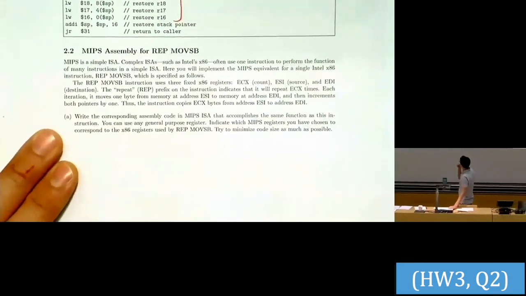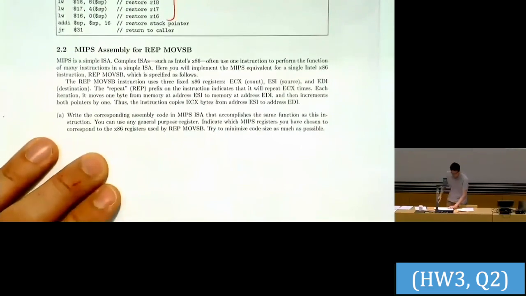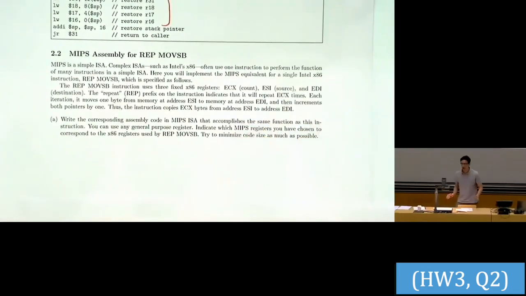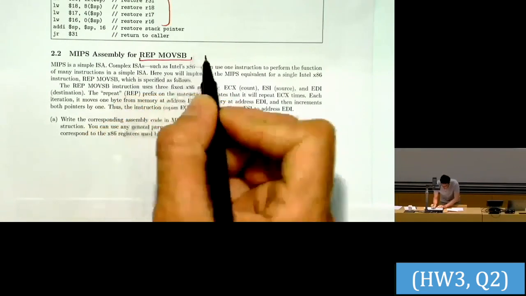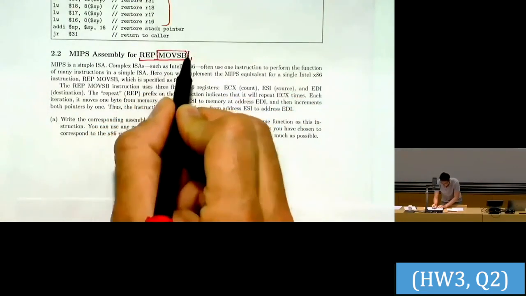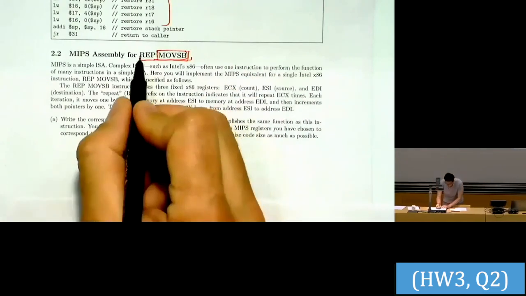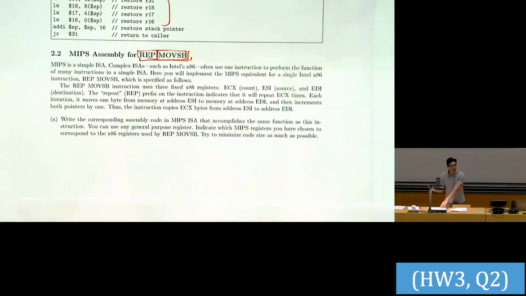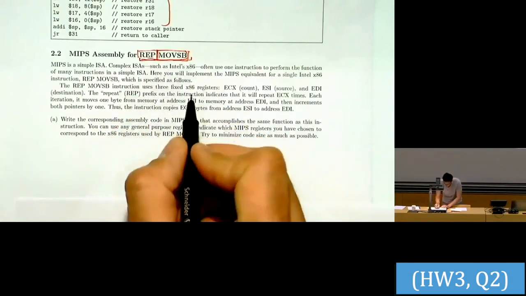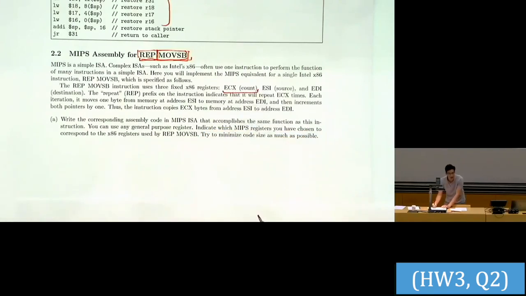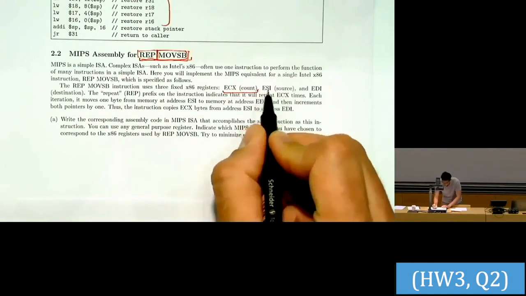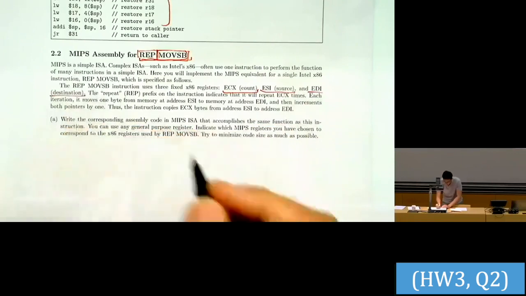And here, MIPS assembly for rep movsb. Here we are asked to write some MIPS code that does essentially what one x86 instruction does, and this x86 instruction is rep movsb. The movsb part means that we are moving bytes, and the rep part means that this is going to be repeated several times. This instruction has three registers: one count register, ECX, and then one source register and one destination register.